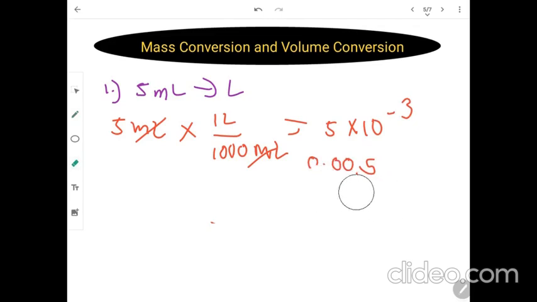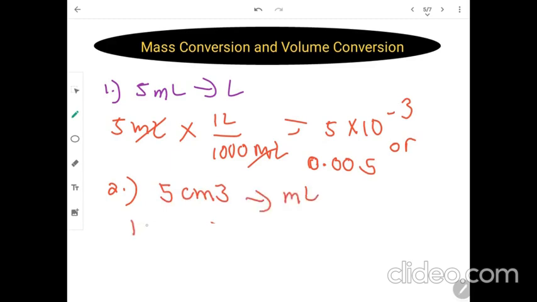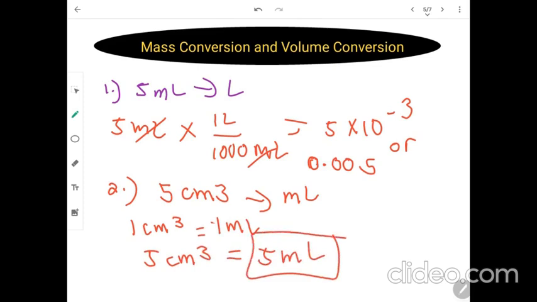Okay, so here you can have 0.005. Okay, next, for example, you are asked to convert 5 cubic centimeters to ml. Take note that 1 cubic centimeter is equal to 1 ml. So 5 cubic centimeters is also equal to 5 ml, right? So your 5 cubic centimeters to ml is 5 ml, okay?